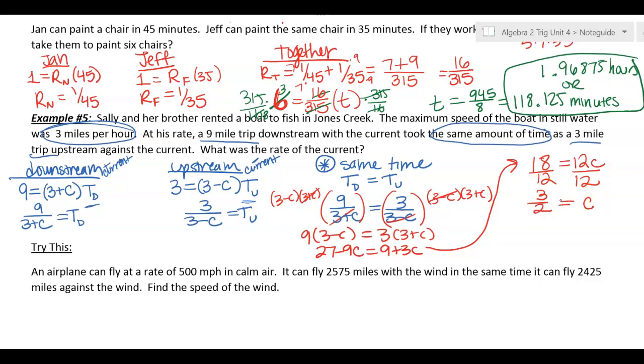So remember what c stood for. C stood for the current, and that was specifically the rate of the current. So I'm going to look back and see if I've answered their question. It says what was the rate of the current. So our speeds here were in units of miles per hour, excuse me. So 3 over 2 miles per hour, or 1.5 miles per hour, would be the speed of the current.